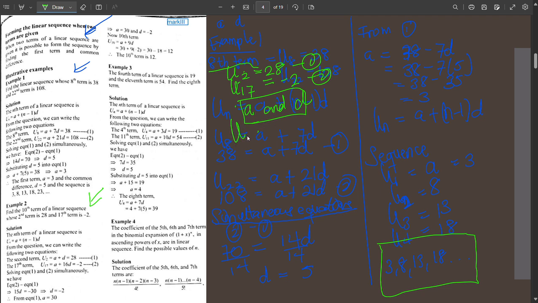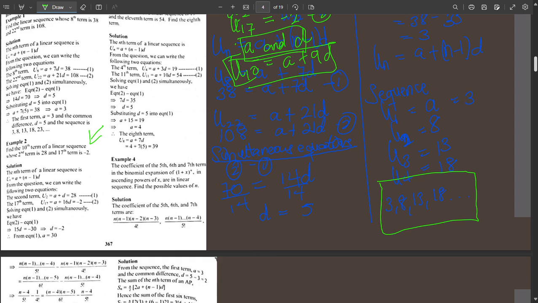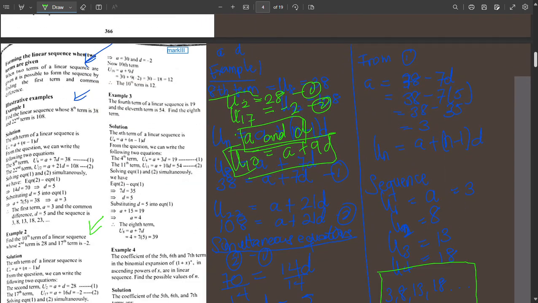So we can find the answer by looking for the 10th term, A plus 9D. You get it? So follow the steps and then solve that question. The answers are here in the slide, so you can cross check. We are done.